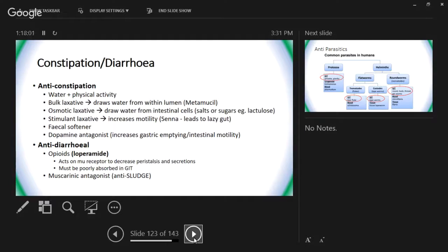Anti-diarrheal, the main one is loperamide. That acts on the opioid receptors. And the reason we use it is because it's still an opioid, but it doesn't have the same opioid effects. That's because it's really poorly absorbed by the GIT. So it has an effect on the GIT itself, but it doesn't get absorbed into the bloodstream to have the systemic effects, which is really good. So if you don't understand this, have a look at it.